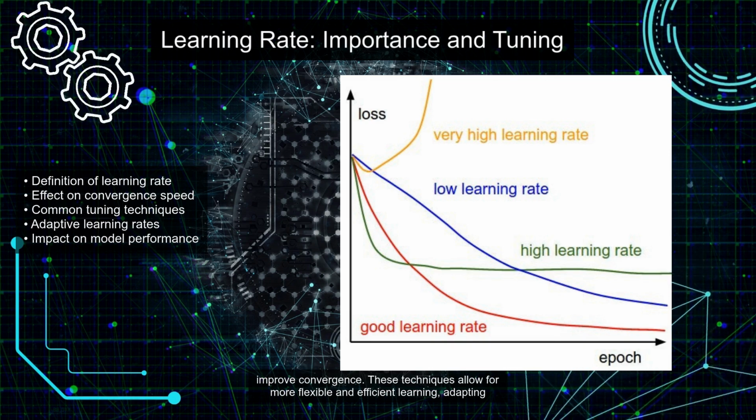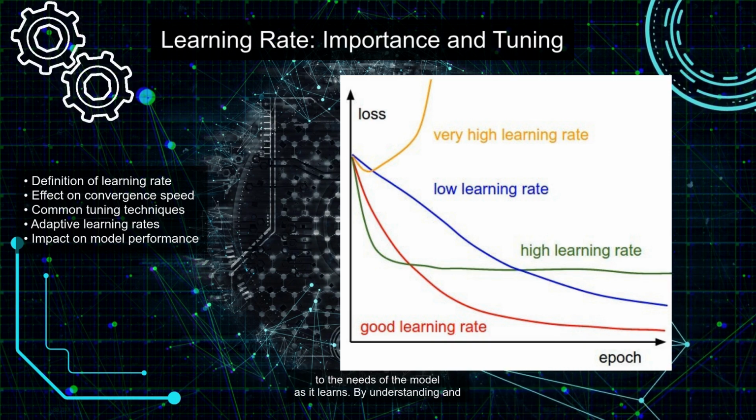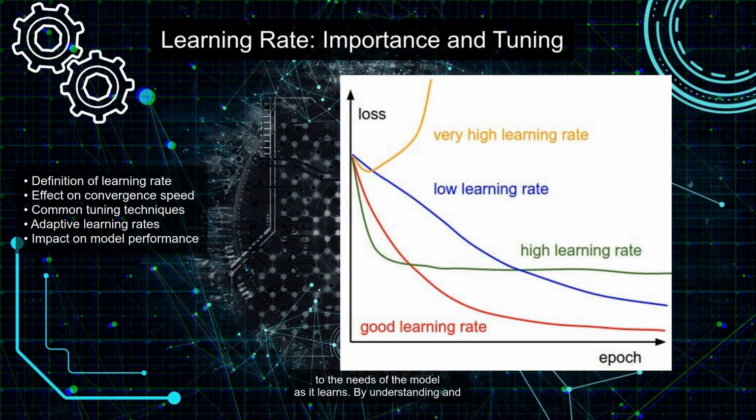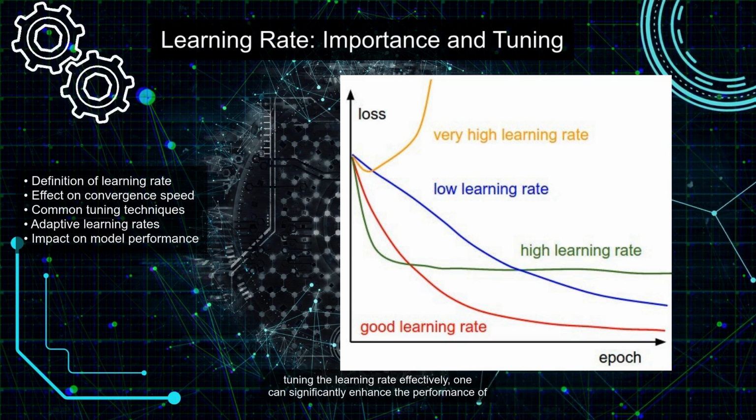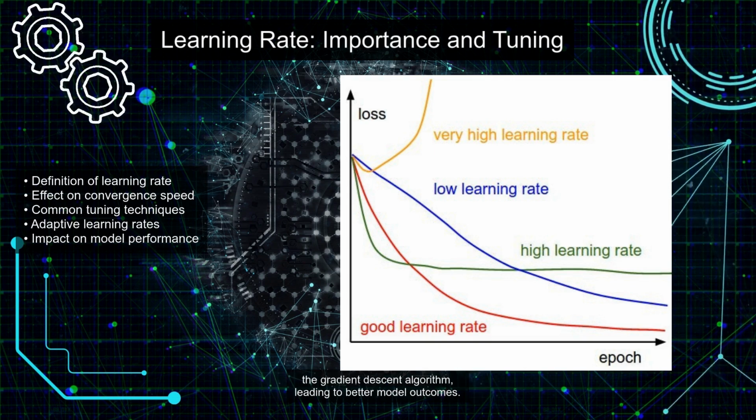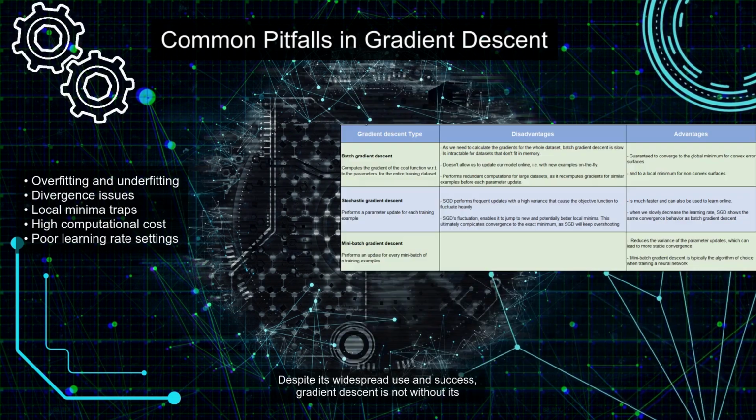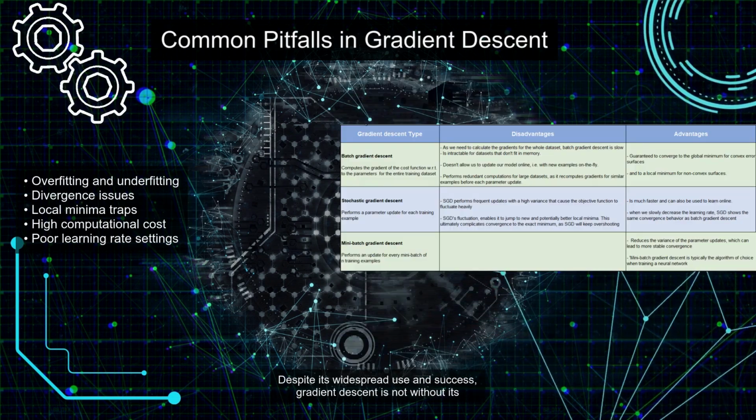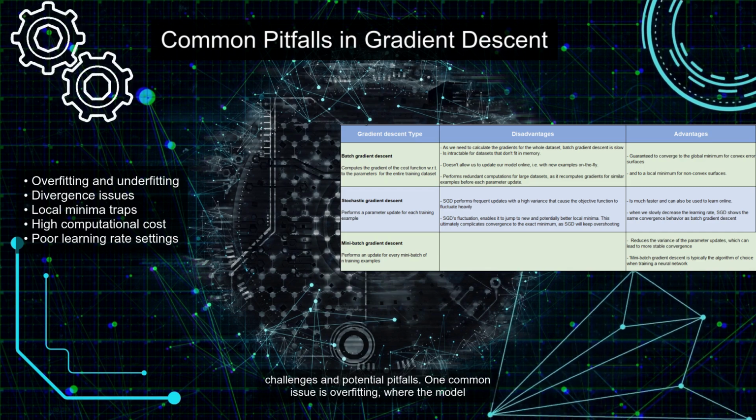These techniques allow for more flexible and efficient learning, adapting to the needs of the model as it learns. By understanding and tuning the learning rate effectively, one can significantly enhance the performance of the gradient descent algorithm, leading to better model outcomes. Despite its widespread use and success, gradient descent is not without its challenges and potential pitfalls.